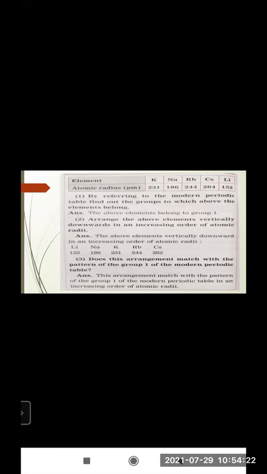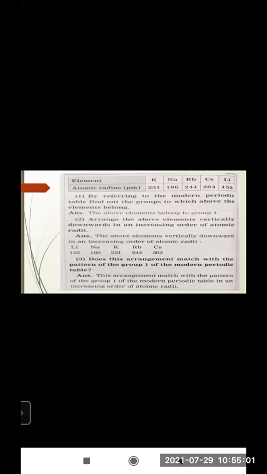Now, arrange the above elements vertically downwards in an increasing order of atomic radii, that is, from smaller to bigger. The first one is lithium, second is sodium, third is potassium, fourth is rubidium, and fifth is cesium. So all these elements are arranged in the increasing order of their atomic radii. Below that, the atomic radius is also written. Now, question number 2.